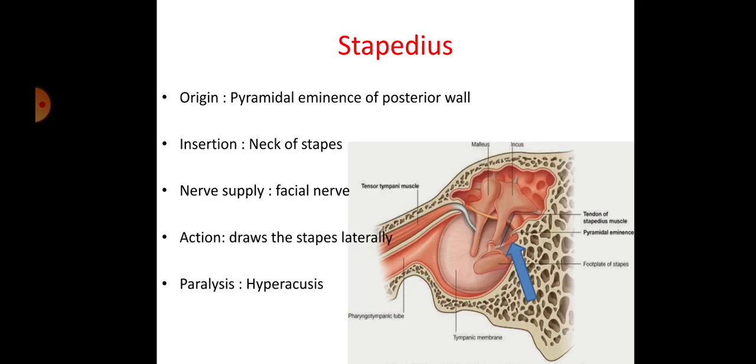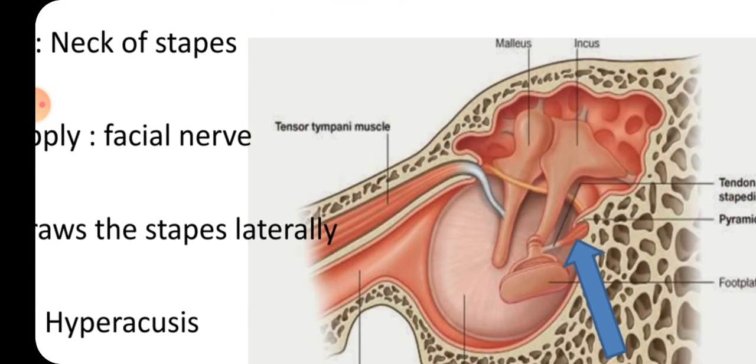The second muscle is called the stapedius. So one muscle is from the anterior wall of the ear and inserts into the malleus, and the second, the stapedius muscle, originates from the posterior wall. Already I told you that in the posterior wall there is a pyramidal eminence. From the pyramidal eminence it originates and inserts into the neck of the stapes.